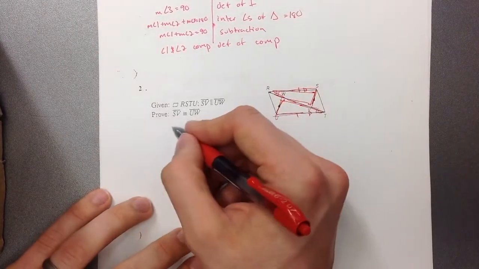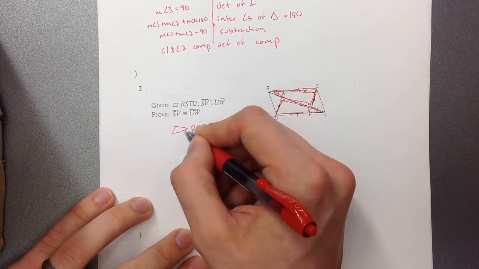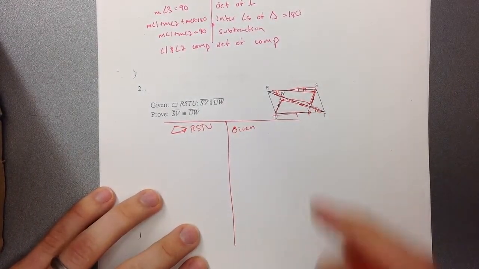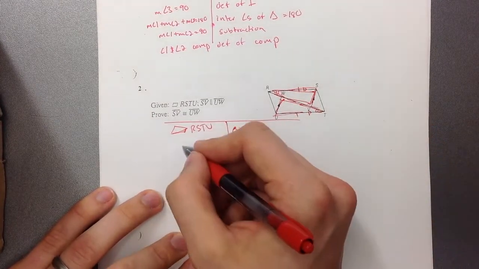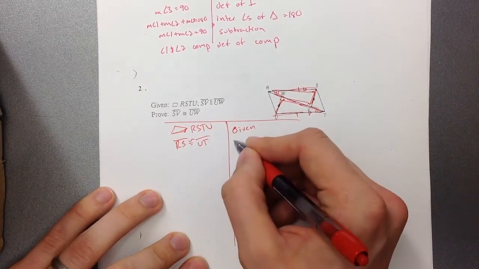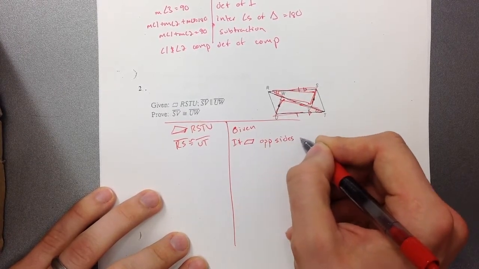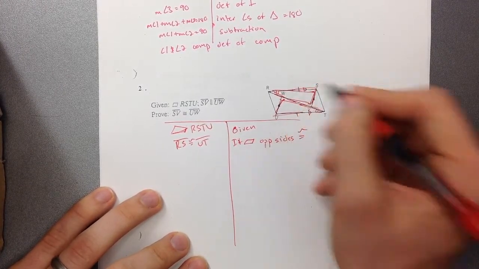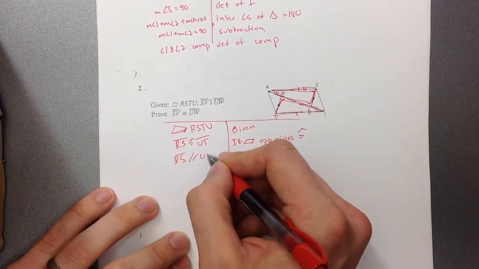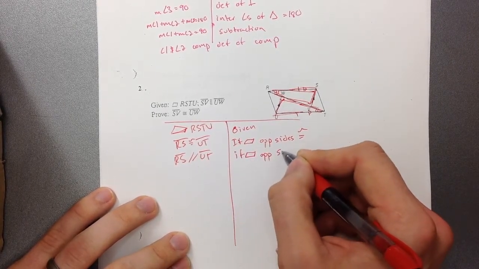Here we go. So the first one, I'm going to say parallelogram RSTU, terrible parallelogram. That's given. And I'm going to get everything that I want from it before I start my next given. So I'm going to say that RS is congruent to UT if parallelogram, opposite sides congruent. And then I'm also going to get my parallel lines while I'm at it. So I'm going to say RS is parallel to UT if parallelogram, opposite sides parallel.